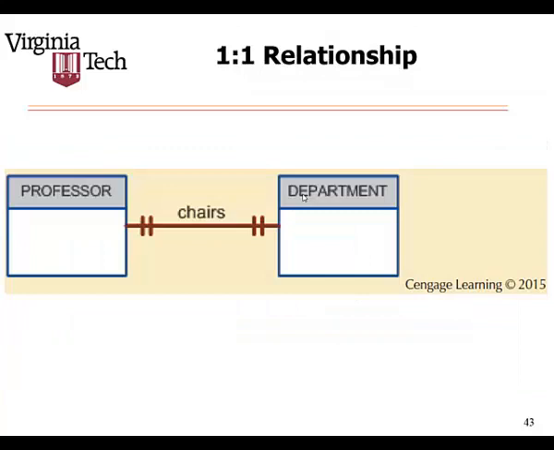One-to-one relationships are not that common. Here's a simple one. There's only one department head. So a professor chairs one and only one department. The department is chaired by one and only one professor. Now, where does the foreign key go? We have to have a foreign key to implement the relationship.